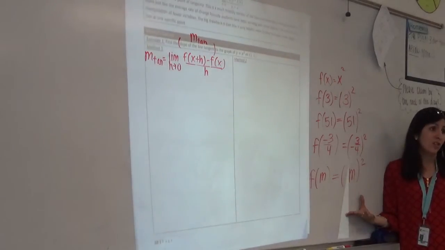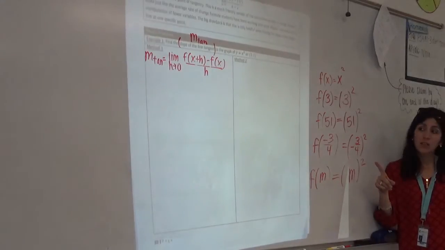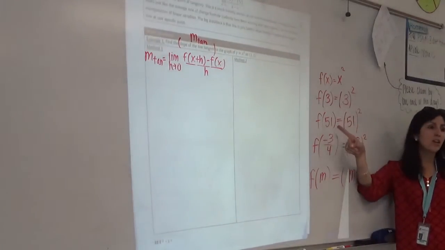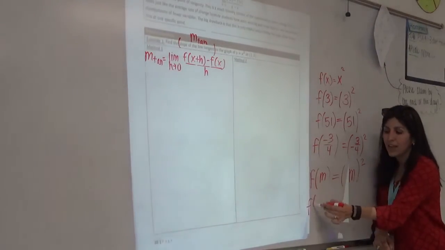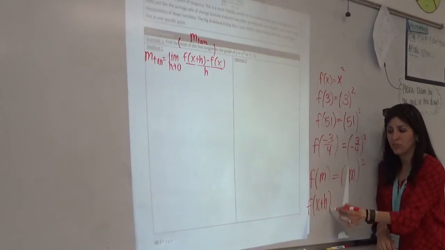Here's what I'm asking you to do in the context of this formula. I don't need f of 3 or f of 51 or f of negative 3/4 or f of m. I need f of x plus h. What?